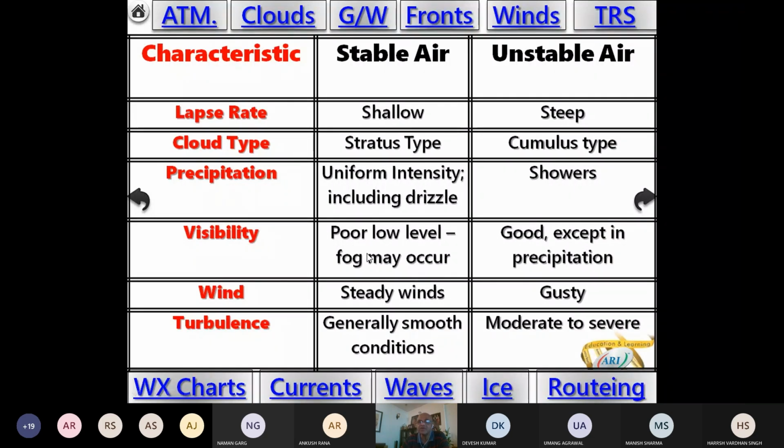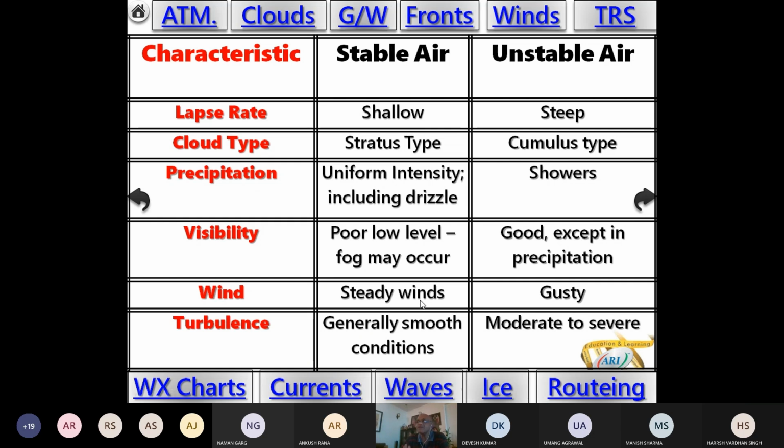Visibility, poor to low. Why? Can anybody tell me? Because we are talking about stable air, we are talking about colder air temperature. Yes or no? Air is denser, sir. Denser air. Yes. Exactly. So visibility can be poor. Unstable air, low pressure area will create a strong wind, but it does not affect the visibility. Only if there are very, very strong showers, the visibility suddenly reduces.